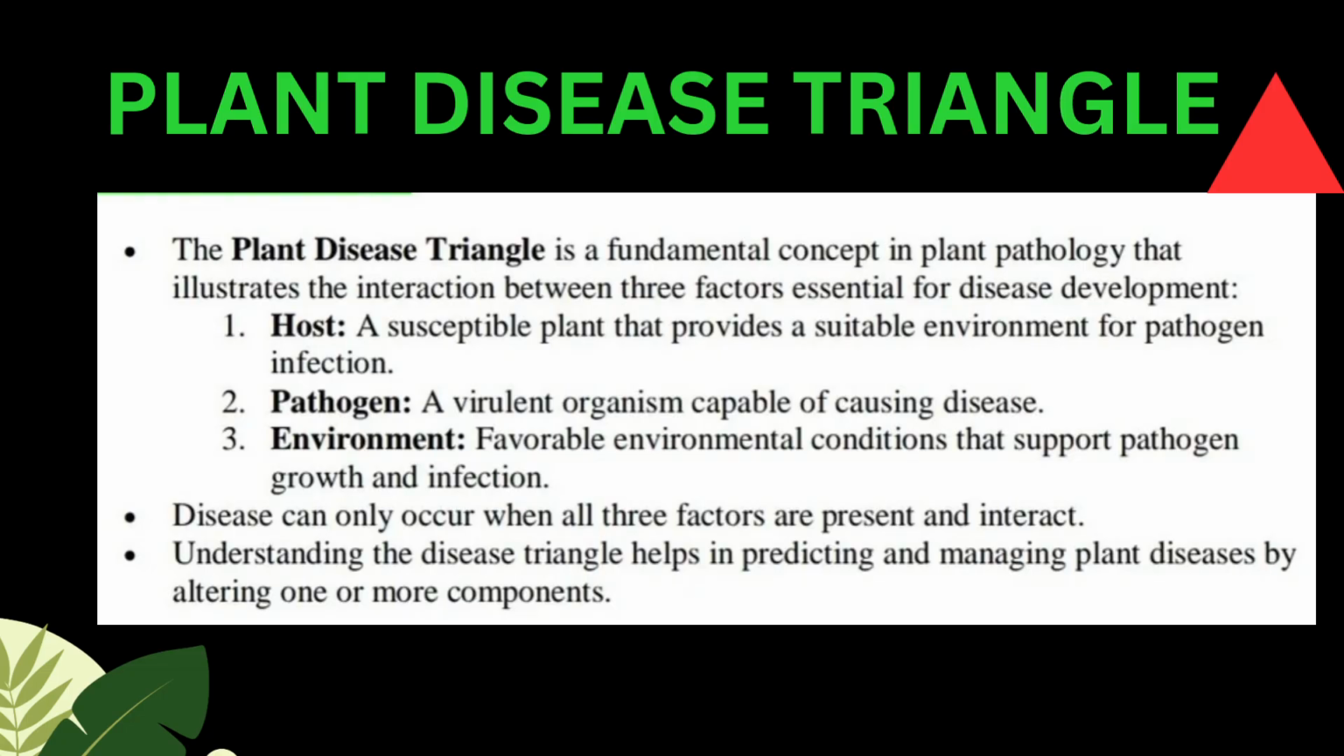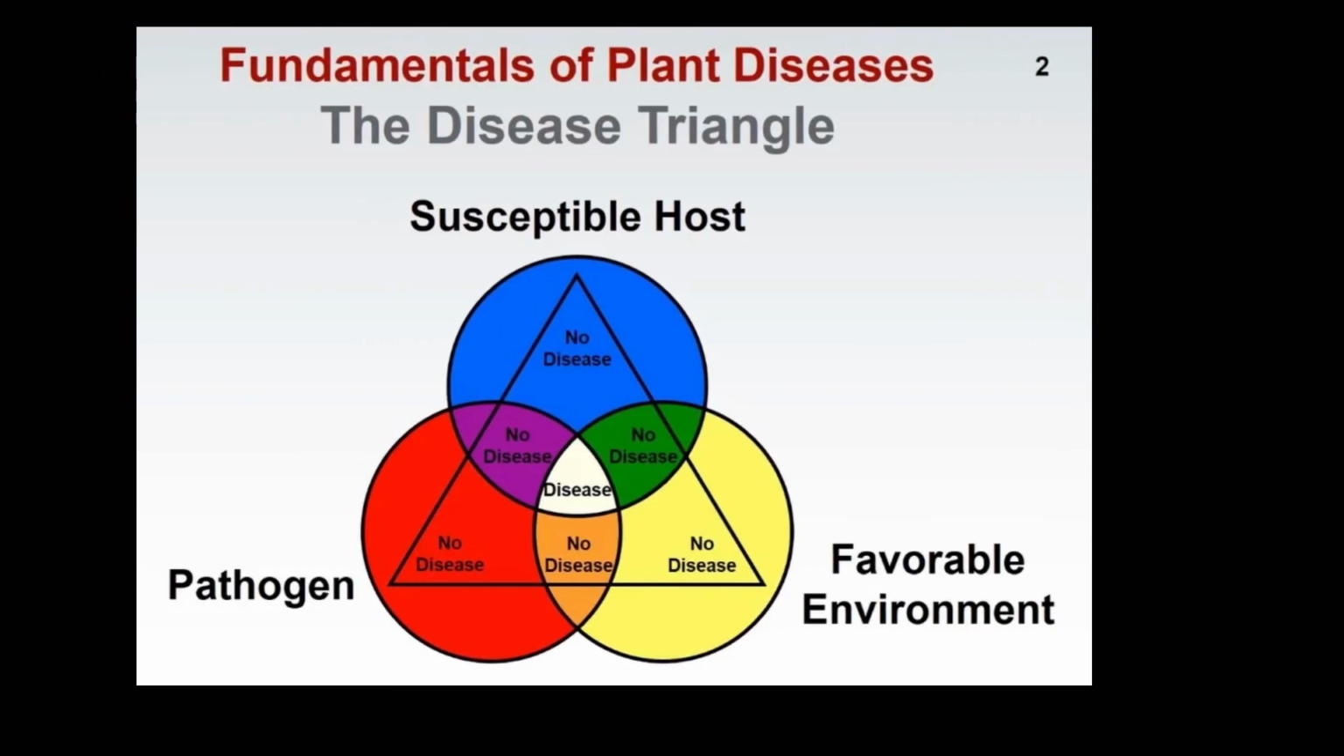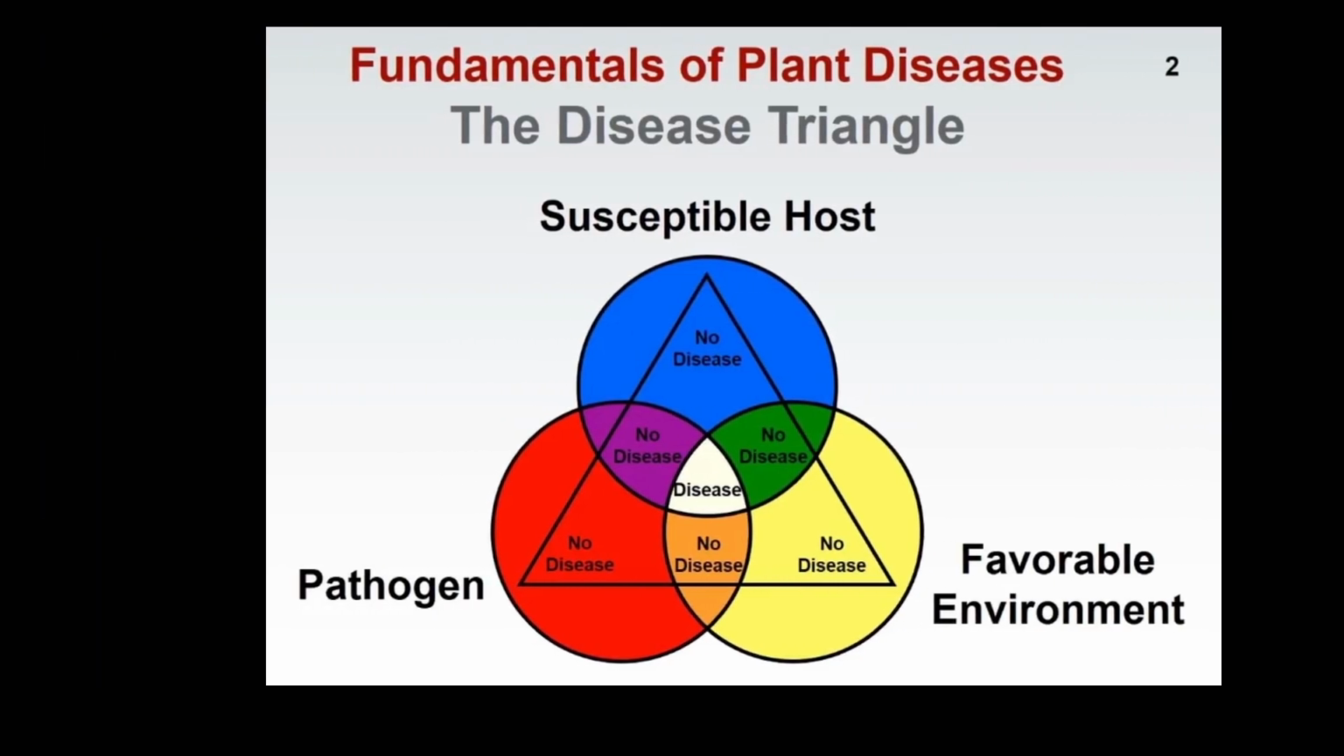And next comes our pathogen. It should be virulent. It should be able to cause the disease. And then next comes environmental conditions. It should be favorable to the microorganism, to the pathogen. So it should get infected, so it should affect the plant. So this is the disease triangle, as you can see.